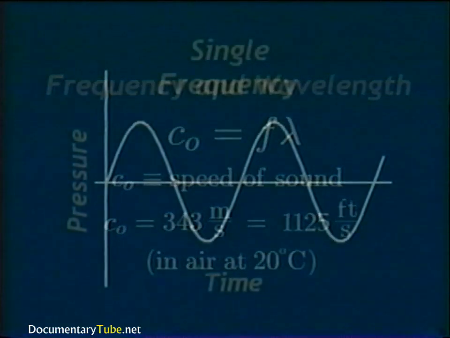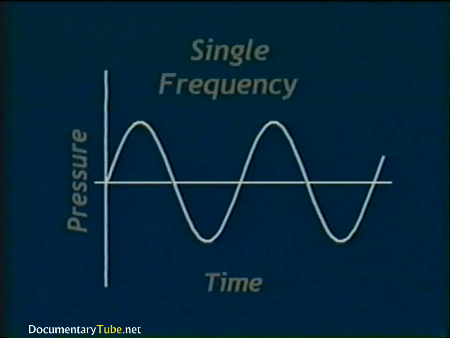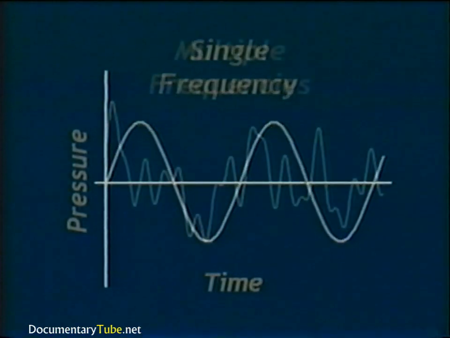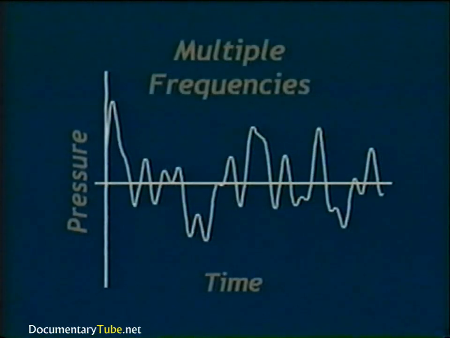Sound can have a single frequency component, as we earlier illustrated, or it can have multiple frequency components at varying amplitudes, thus making each sound distinctive. This type of sound is complex. Most real-life sounds are complex.